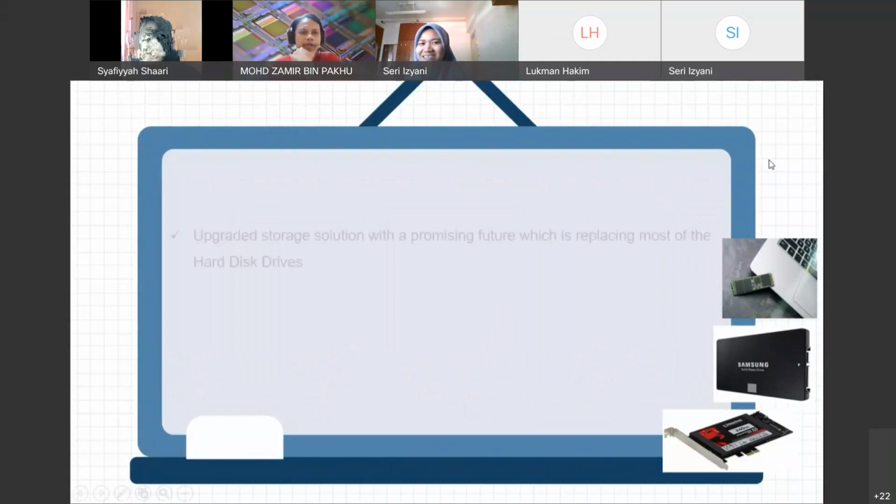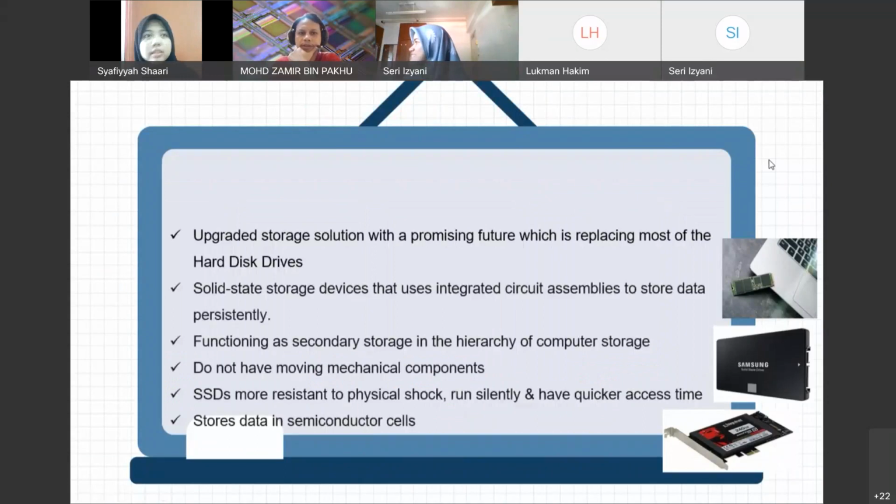Shafia, is it disconnected? Oh, okay, you're here. Okay, right then.